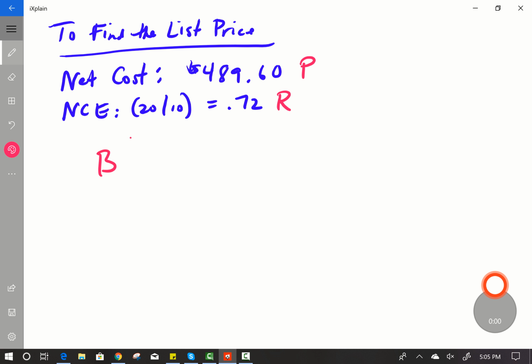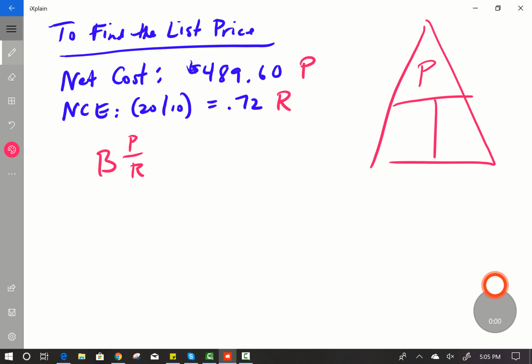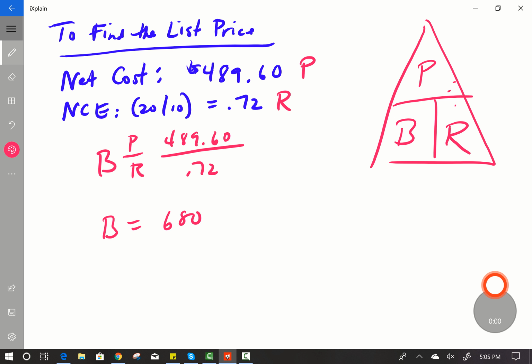Remember your symbol. Part is in the top, base is in the bottom, and rate is in the right. If I'm solving for the base, cover up your base, and that's part divided by your rate. So that's $489.60 divided by 0.72, and that would equal your base of $680. That's if you only had the net cost and the net cost equivalent of your chain discount, then you could find your list price if you did not have that available.